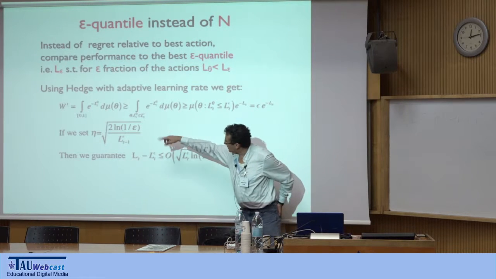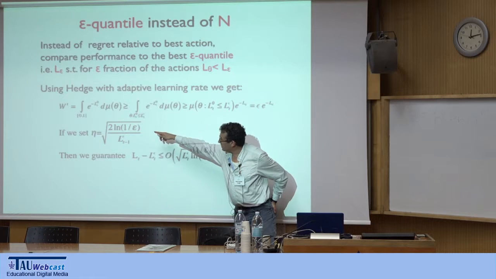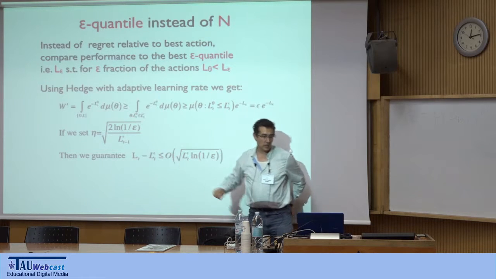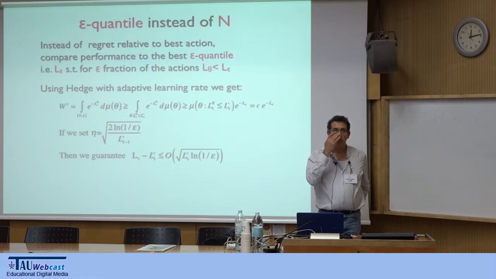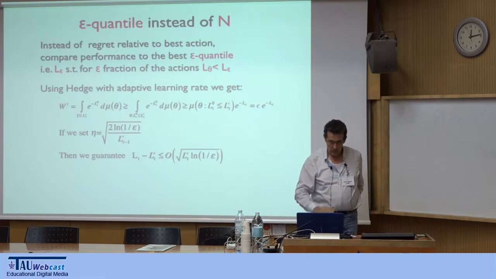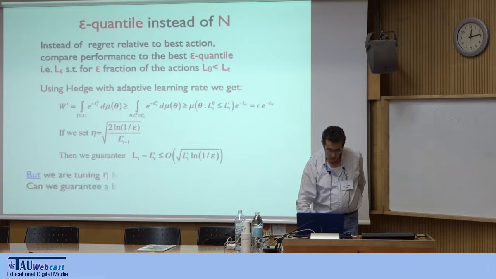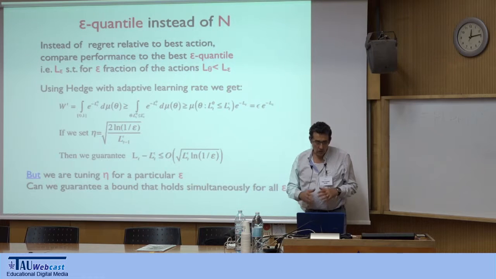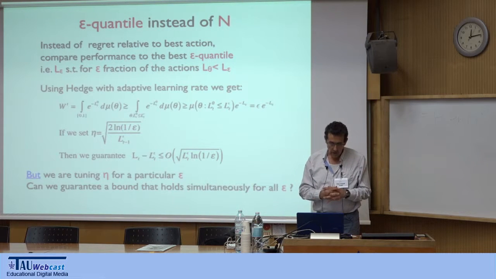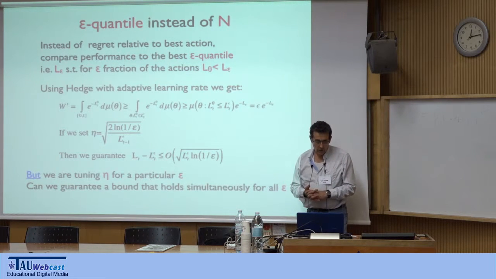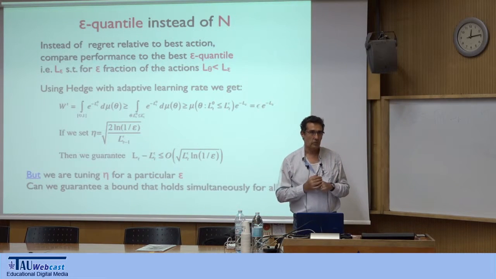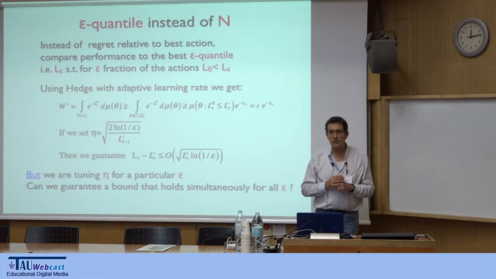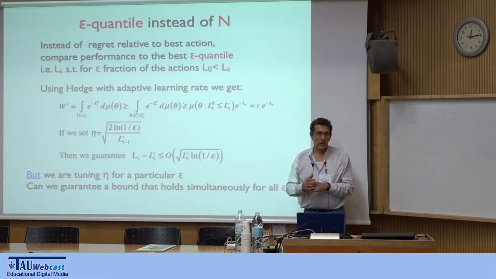We can basically replace, in all of our formulas, the number of experts by ln 1 over epsilon. But again, the problem with that is that we're committing to a particular epsilon in the learning rate. So the algorithm depends on this epsilon. So the question is, we're tuning eta for a particular epsilon. Can we guarantee a bound that holds simultaneously for all epsilon? One different way to say it is, can we have an algorithm without a learning rate?